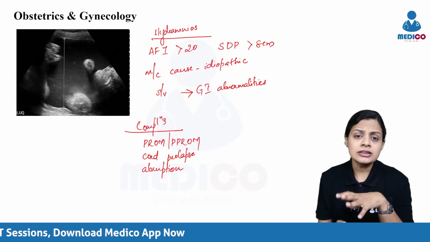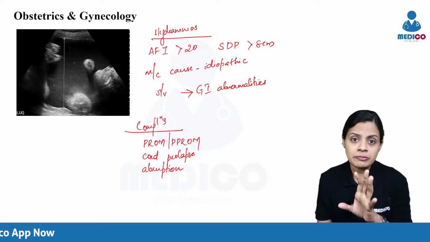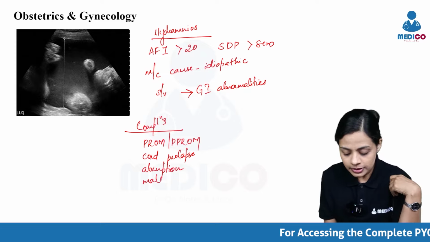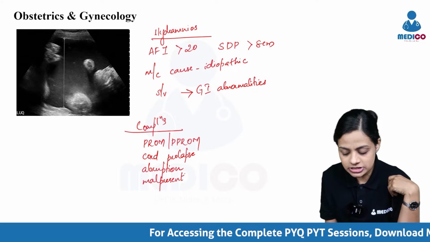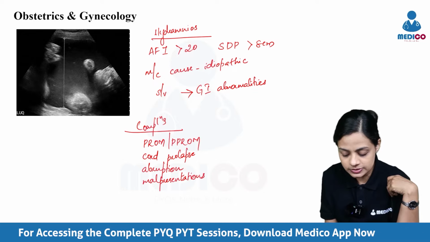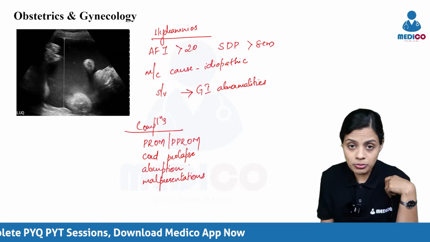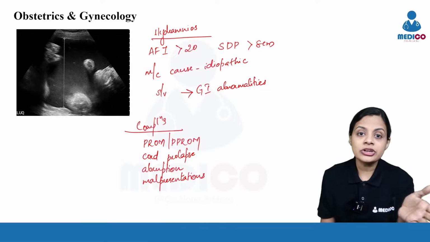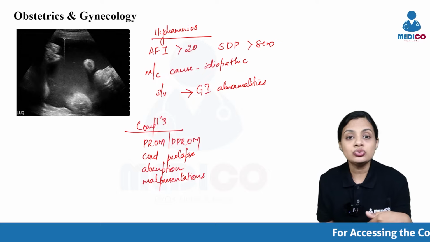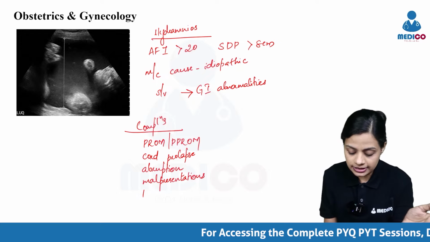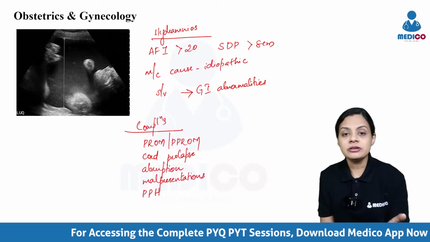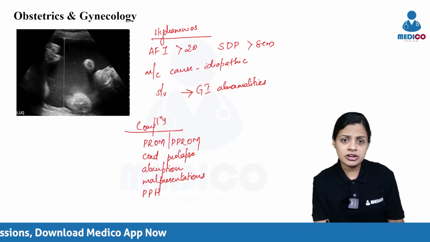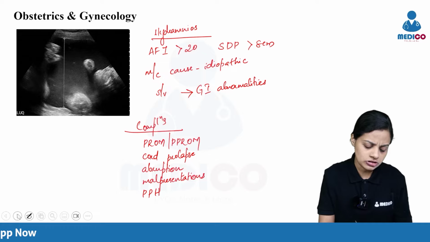What else? There is a huge amount of liquor and a small baby. The baby can always turn this way or that, leading on to malpresentations. Malpresentations are common with polyhydramnios. What else? The uterus is over distended. You take out the baby, you take out the placenta. The uterus will take a long time to contract, leading on to postpartum hemorrhage. So these are the common complications associated with polyhydramnios. It is easy to remember, is it not? Okay.